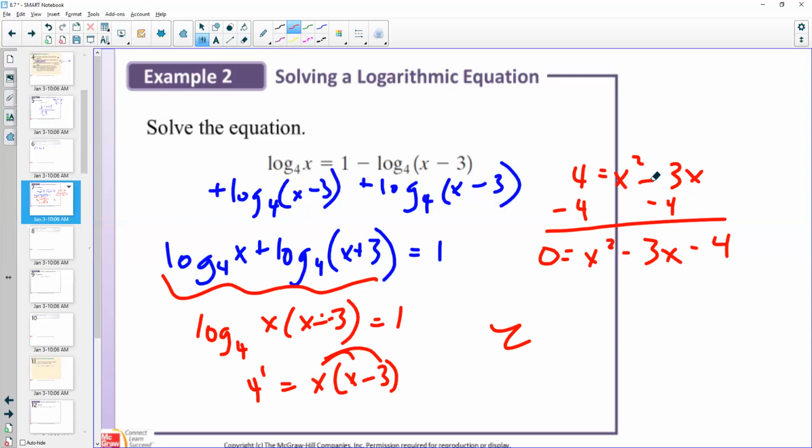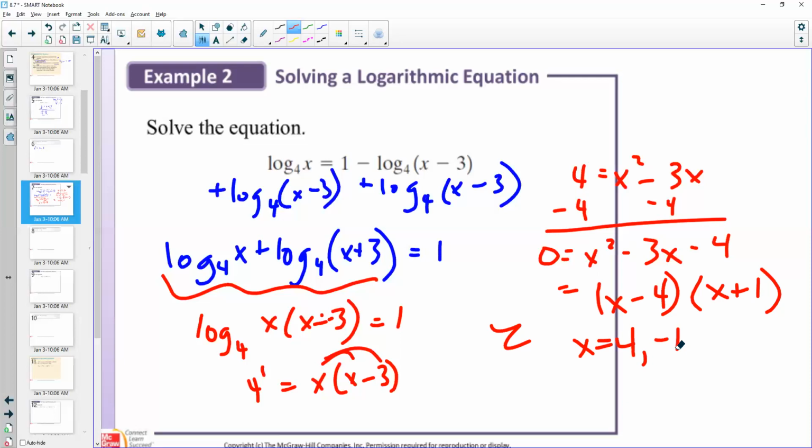All right, so we have minus minus. So now we're going to factor this. Let's see, multiply to negative 4, add to negative 3. That gives me x minus 4, x plus 1, right? So that means x is going to be equal to 4 and negative 1.